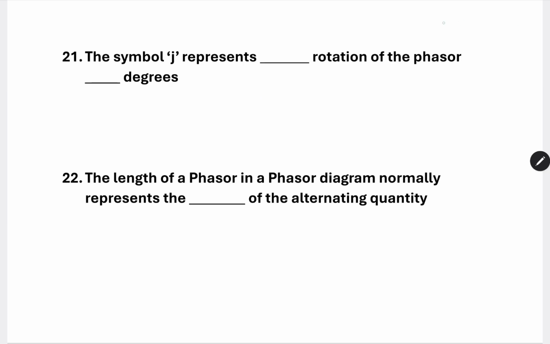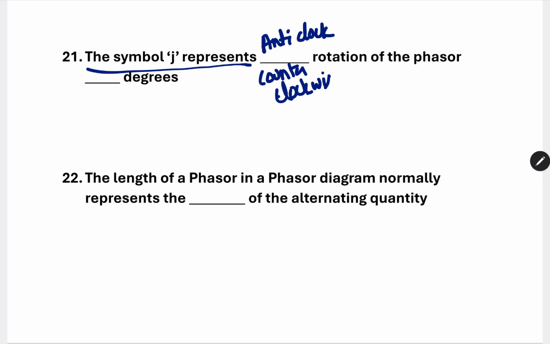Next, it's about the very important J operator. The symbol J represents rotation of the phasor in the anti-clockwise, or counter-clockwise, direction. By how many degrees? 90 degrees. Let us say this is one vector A.